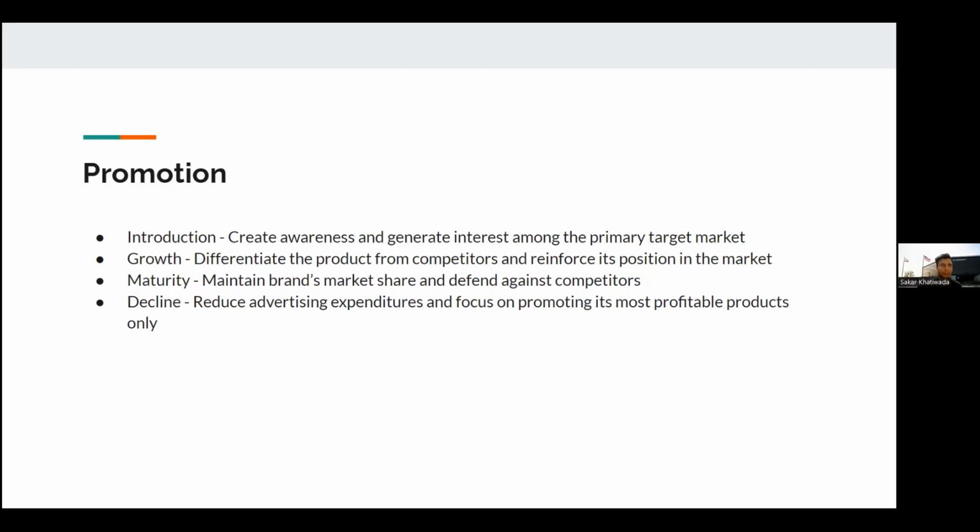So during the maturity stage, the focus of promotion should be to maintain the brand's market share and to defend against competitors. So Worlding can continue to advertise its products and services to maintain brand awareness and to communicate any changes or updates to its offering. So that is what Worlding can do in its maturity stage.